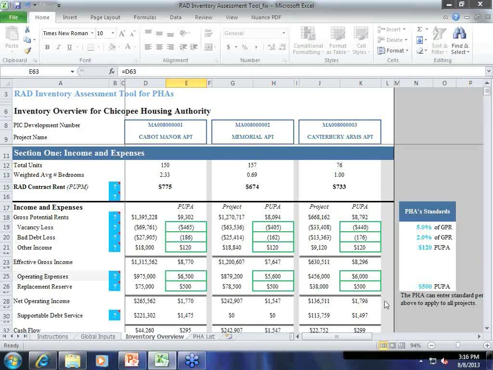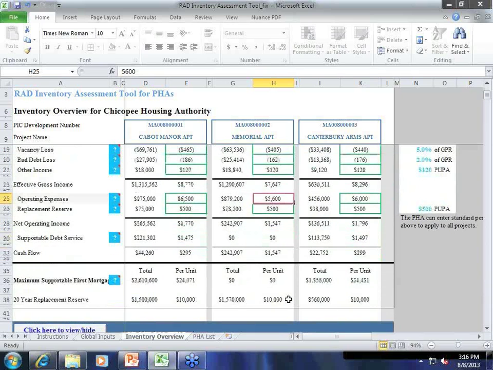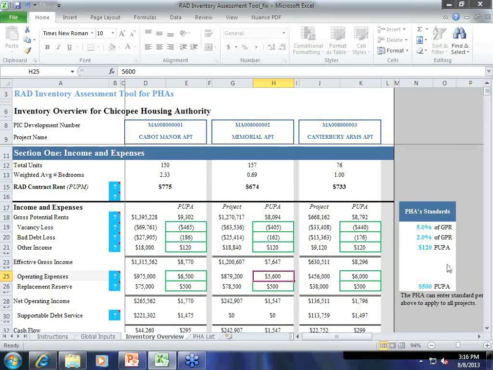So these two projects could be submitted together as a bundle, such that the gross potential rents in this case, which are right now 1.395 for Cabot Manor and 1.270 for Memorial Apartments, totaling about 2.65 million or so, they could restructure the rents such that the gross potential rents across the two projects are still 2.65 million, raising the Cabot Manor rents in such a way to make the deal viable.